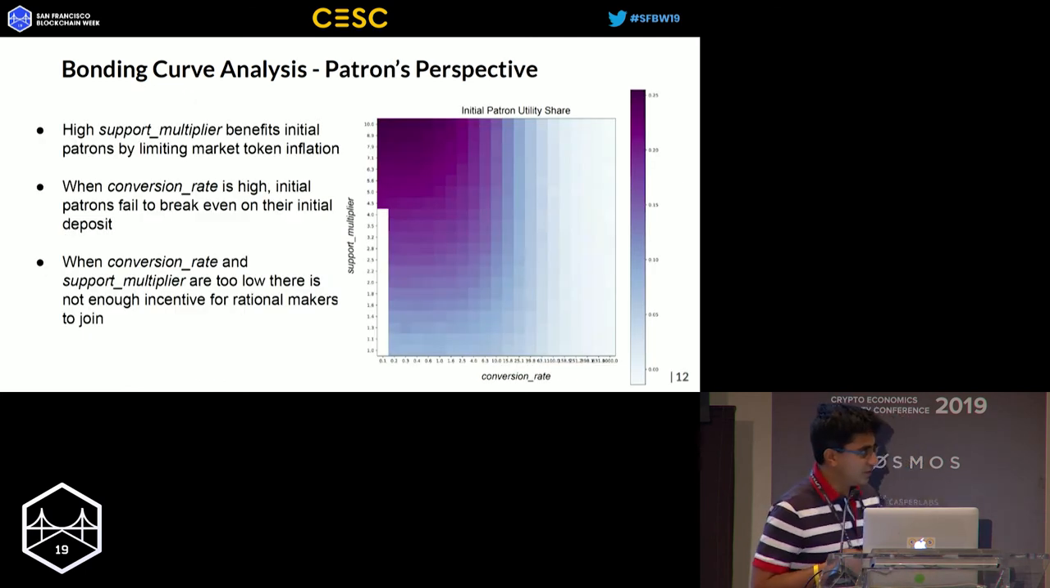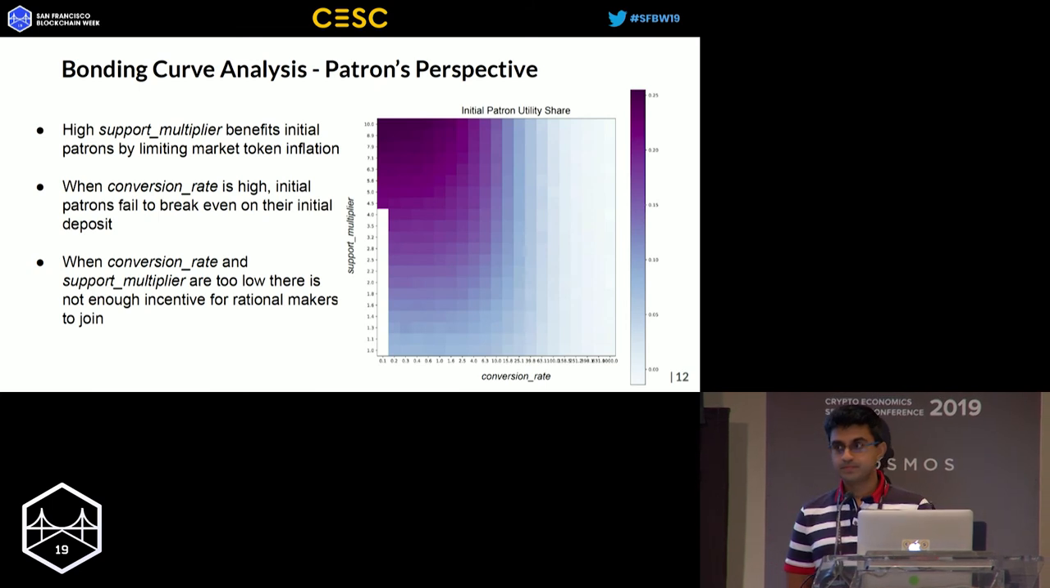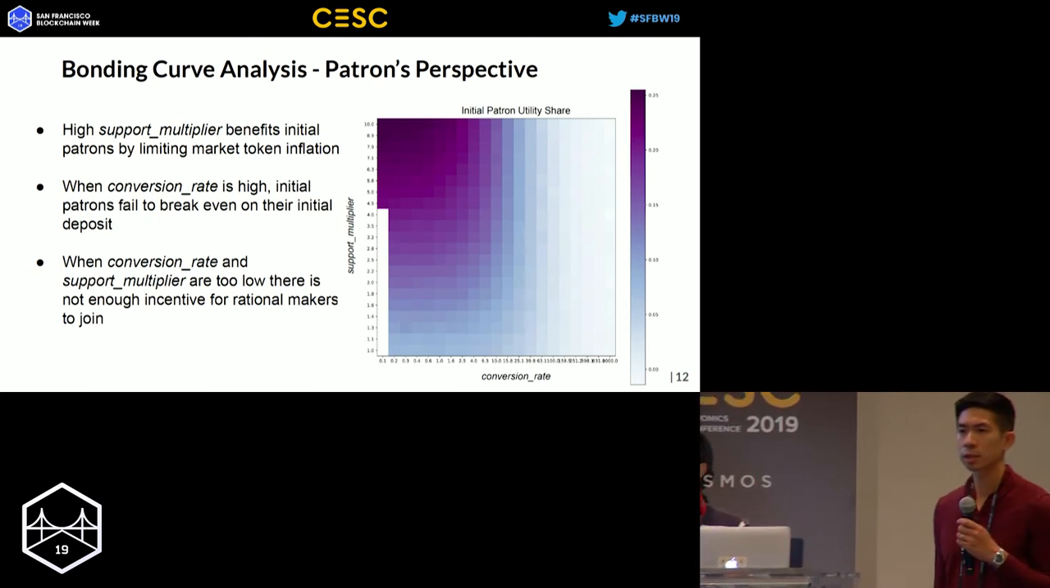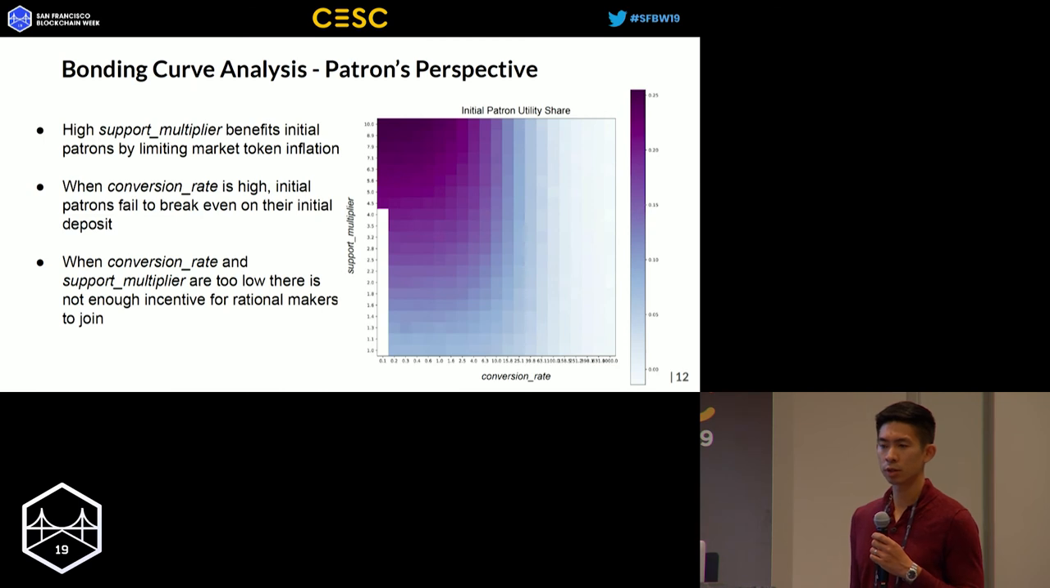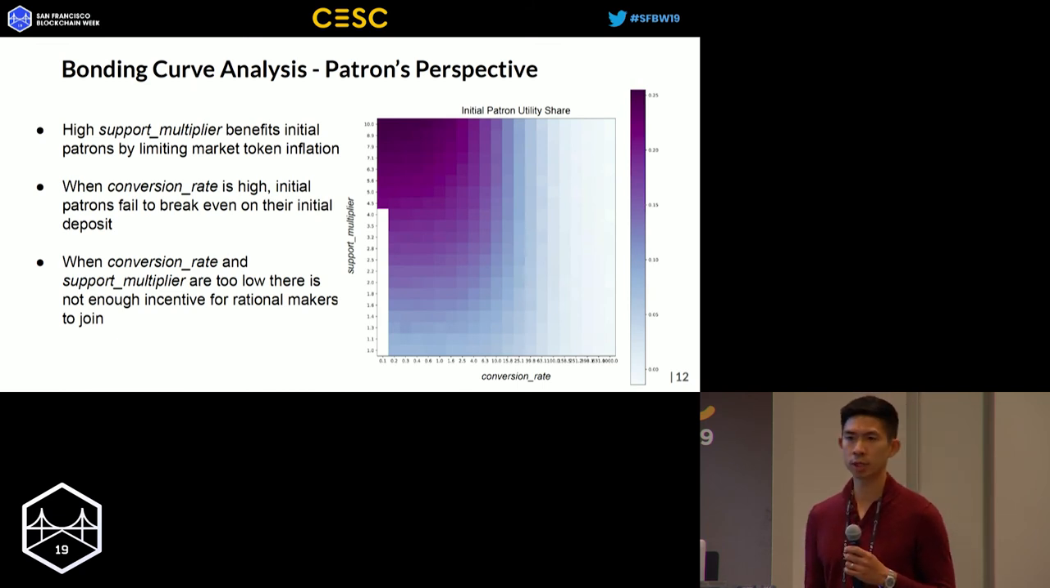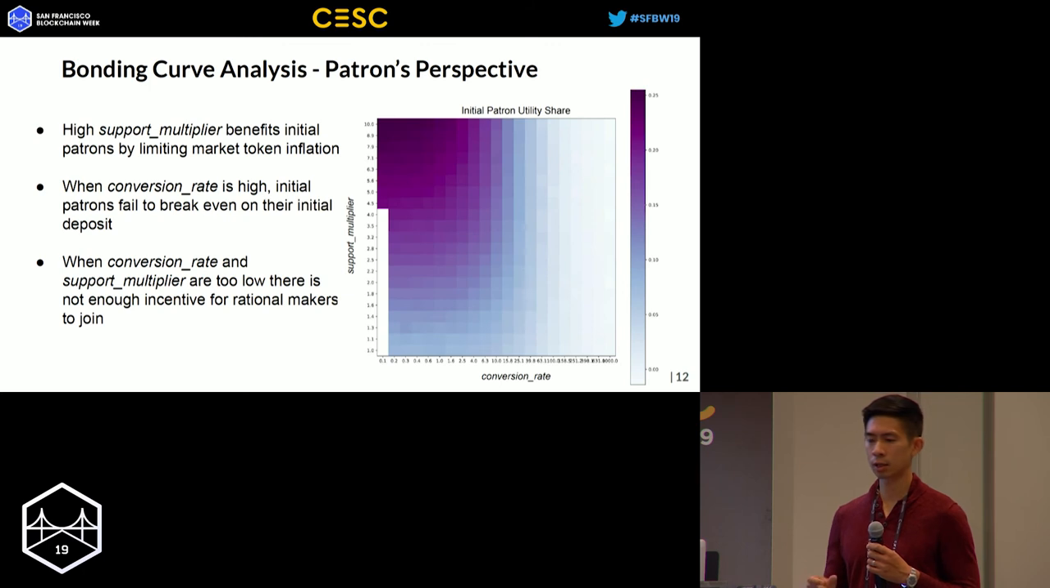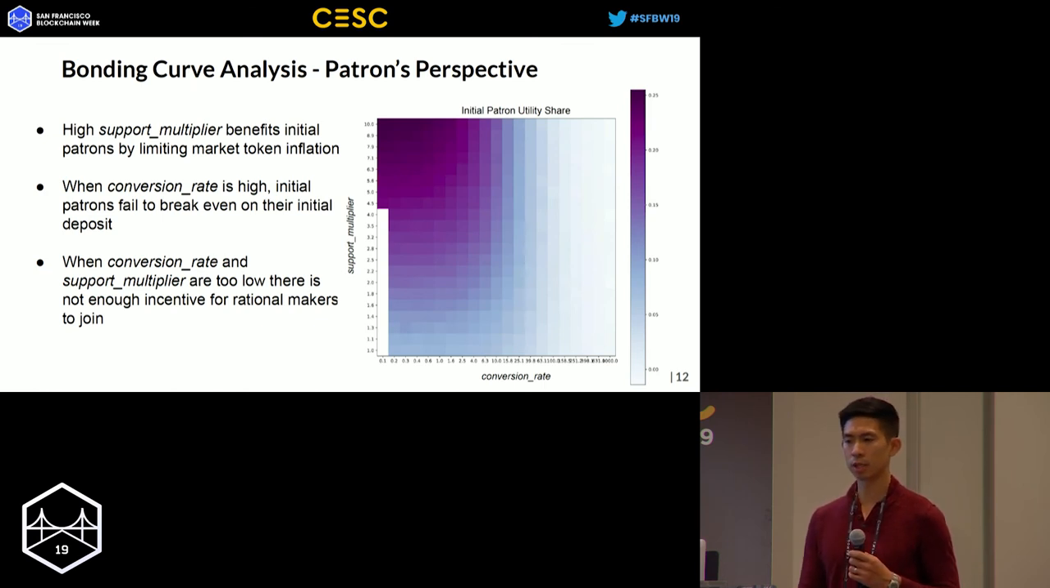There's also more analysis. Yeah, so all the previous slides that we were talking about are analyzing things from the perspective of the makers. And going back to our original goal for the simulation, we wanted to make sure that the rewards were balanced between the different types of participants. So here we do a similar analysis, but now we're looking at the utility share, and this is a percentage that is captured by the initial patrons as you vary the new bonding curve parameters. And again, in this heat map, each individual pixel is one simulation run, and here we are varying the conversion rate and support multiplier parameters that Bart just explained in the updated bonding curve.